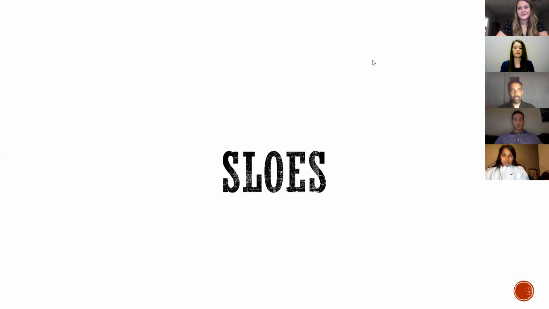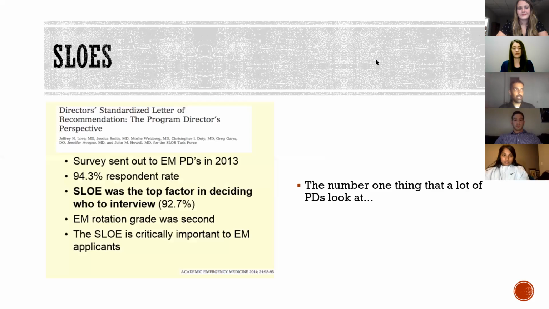So now we'll talk about slowies, which are a big deal. There's a study done, maybe in 2012, 2013. Oh, 2013. It interviewed a bunch of program directors and asked them what was important to them when they decided who to interview, right? Because that's your foot in the door of places where you want to go. And it's actually pretty good, a 94% response rate, which is pretty high for any survey that you email out to people. And the slowy was the top deciding factor in who to interview.